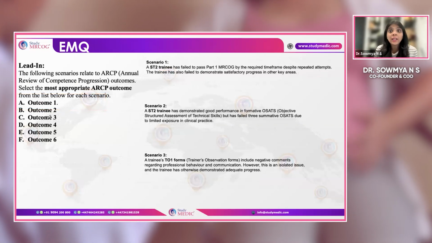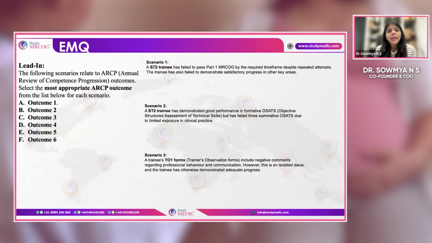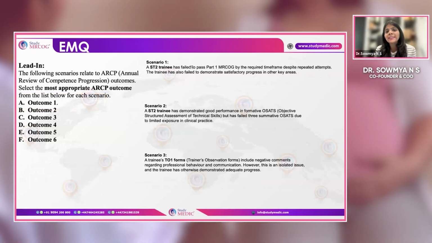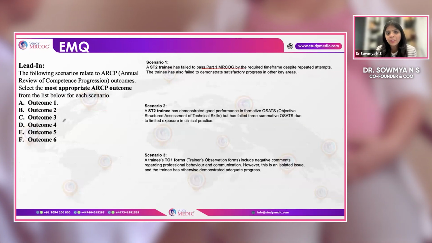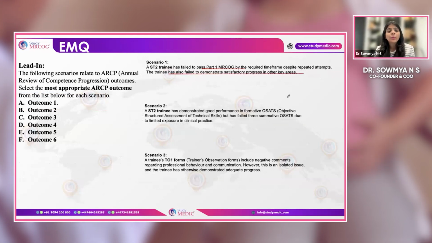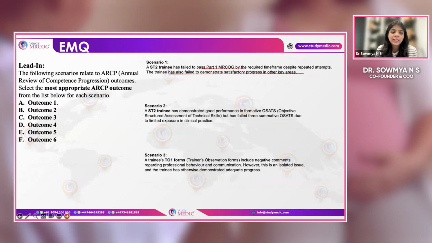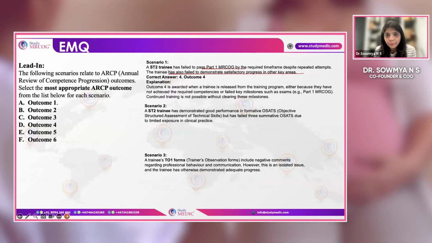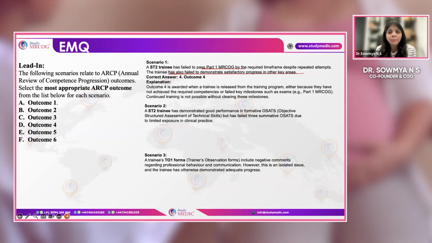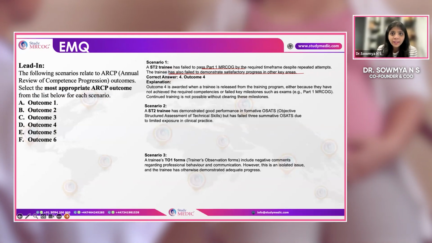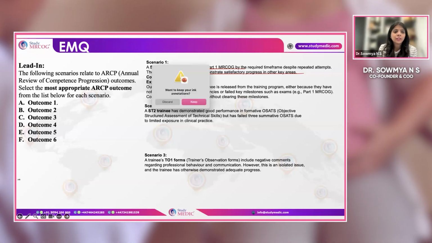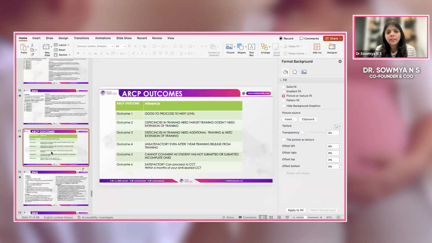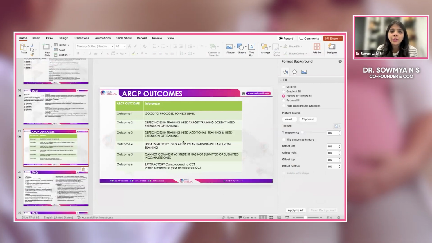Fantastic. So this is completely related to ARCP. So you need to know these ones. An ST trainee has failed to pass part 1 MRCOG by the required time frame despite repeated attempts. The trainee has also failed to demonstrate satisfactory progress in other key areas. Obviously, the outcome would be 4. Please remember that one thing which you need to remember. Okay, let me finish first the ARCP outcome so that makes your life easier. Okay, this is what you would be doing for the outcomes.